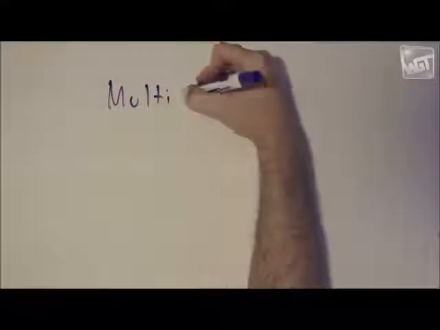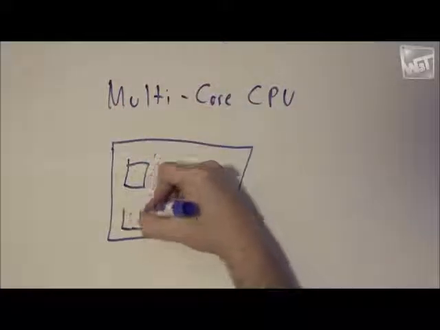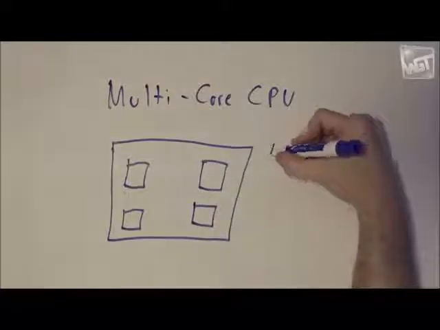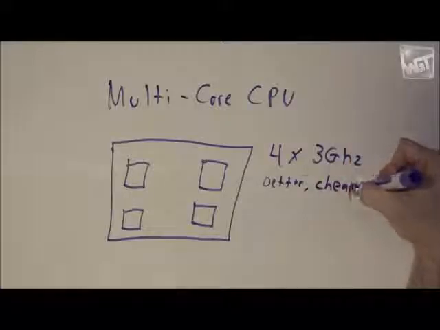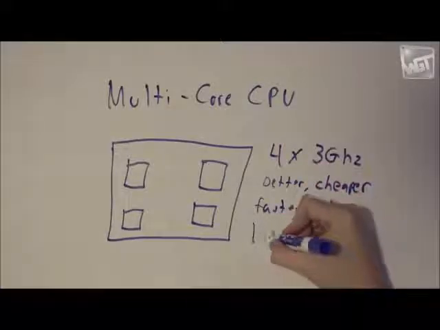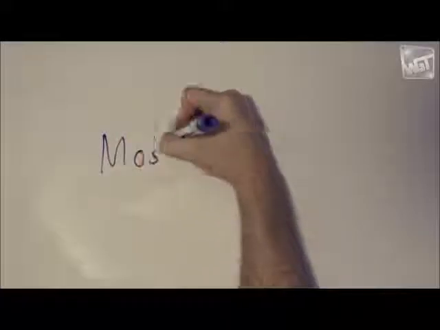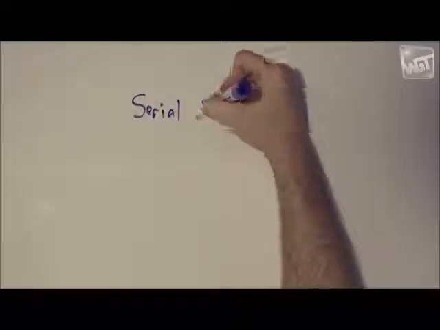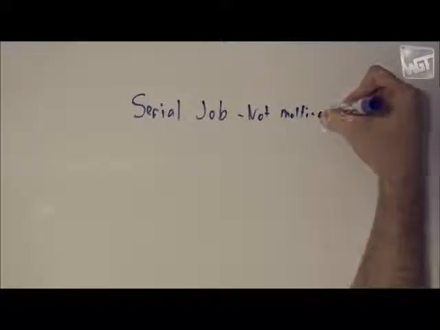So along comes this idea of sticking multiple CPUs on one die, and you've got your multi-core CPU. I'm about to draw you a 4-core CPU. And what they figured out was, you know what? It is better, it is cheaper, and it is faster to stick 4 cores on a CPU compared to just having 1 that runs super fast. So 4 at 3 is way better than 1 at 6. Mostly. The reason I say mostly is that not all jobs lend themselves to being done in parallel, to operating on each of those 4 cores at one time.